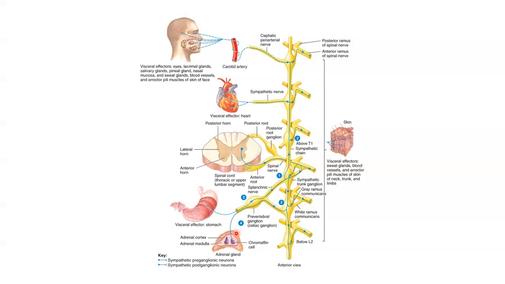Now, this pattern of projection is what we call divergence, and it helps explain why many of our sympathetic responses affect almost the entire body simultaneously. So think about when you're really nervous, perhaps you have a presentation you have to give in class, your heart races, you feel sick in the stomach, and you begin to sweat. Your whole body is feeling those nerves.